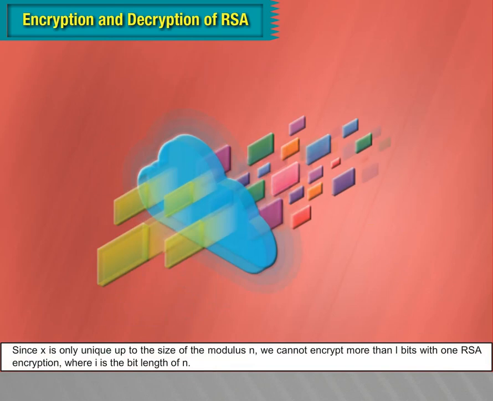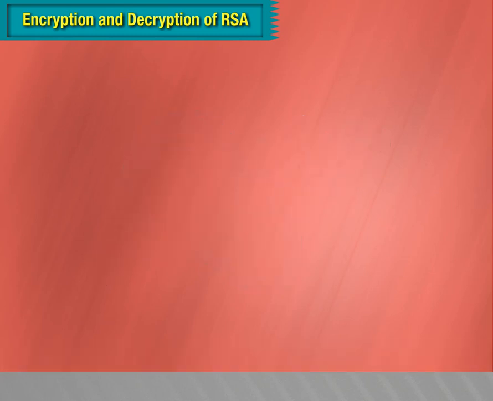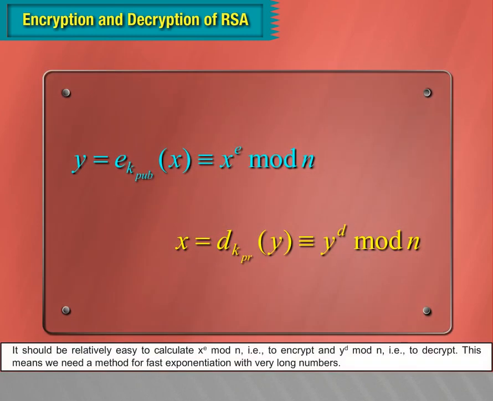Since x is only unique up to the size of the modulus n, we cannot encrypt more than l bits with one RSA encryption, where l is the bit length of n. It should be relatively easy to calculate x^e mod n, that is to encrypt, and y^d mod n, that is to decrypt. This means we need a method for fast exponentiation with very long numbers.